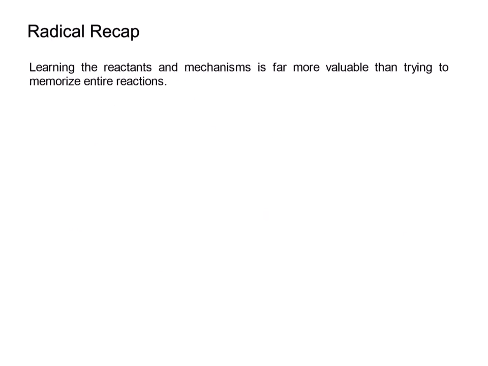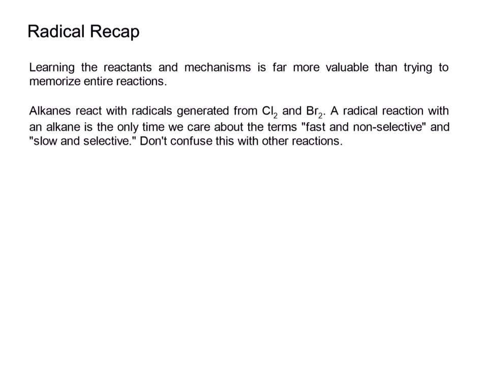I know we covered a lot in this video, so let's do a recap of these radical reactions. As a student, learning the reactants and the mechanisms is far more valuable than trying to memorize entire reactions. This is true in all of organic chemistry, and this is the first time that you really start to see it in most organic 1 and 2 classes. Alkanes react with radicals generated from Cl2 and Br2. A radical reaction with an alkane is the only time we care about the terms fast and non-selective and slow and selective. Don't confuse this with other reactions.